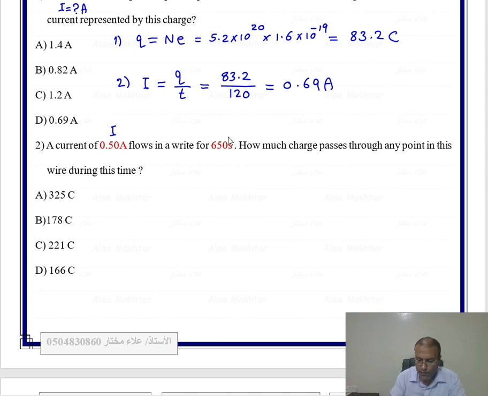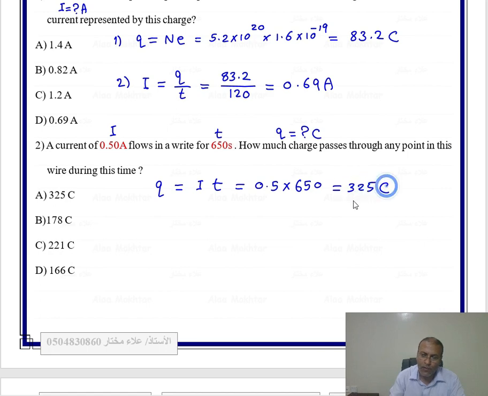The second question: a current of 0.5 amp, it's I, flows in a wire for 650 seconds. How much charge? He asked about charge, unknown, measured in coulomb. I think it's direct. How much charge passes through any point in this wire during this time? From the same equation, I equals Q over T, so Q equals I multiplied by T: I 0.5 times T 650. The answer is 325 coulomb.